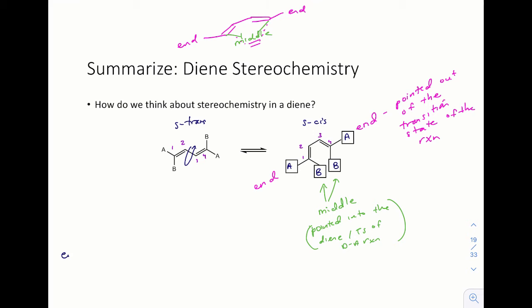So in the Diels-Alder reaction, the groups on the ends, the A's, will end up on the same side of the cyclohexene product. And same with the middles, the B's, they will end up on the same side, the opposite side as the A's.